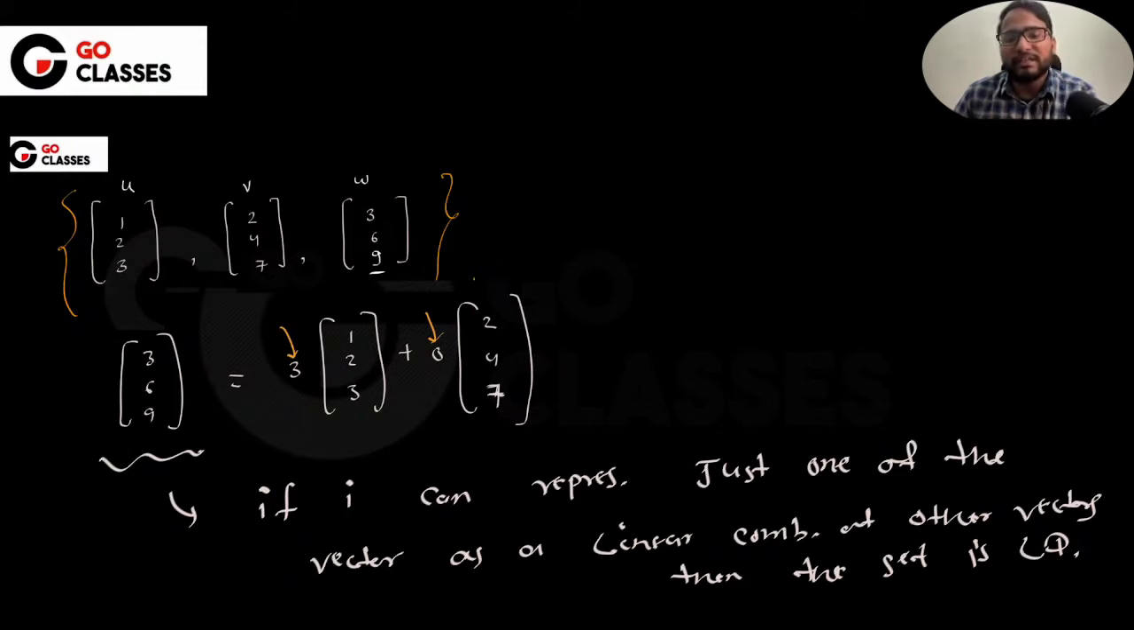What I'm saying here is that if any of the vectors is a linear combination of other vectors, and I do not care what the coefficients are, whether it is 3 or 0, then this set is a linearly dependent set.